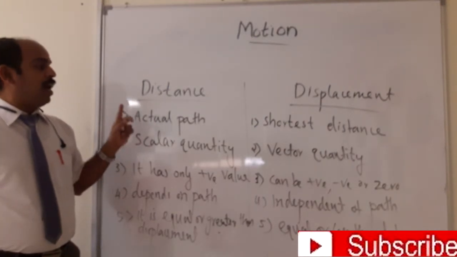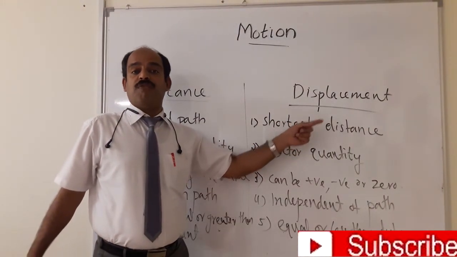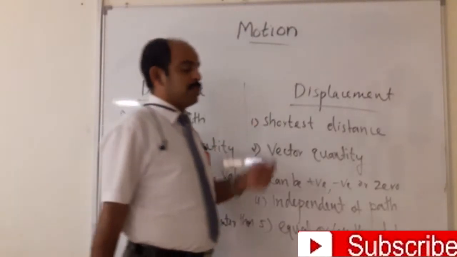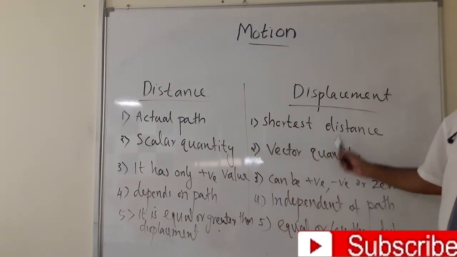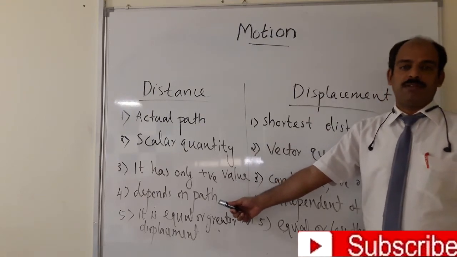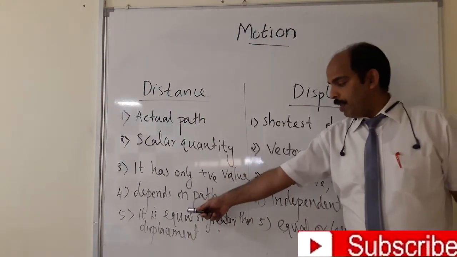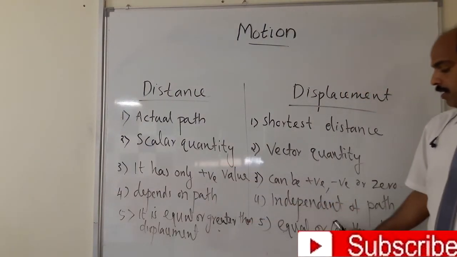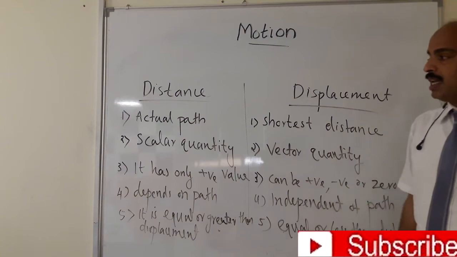First of all, the first difference: distance is the actual path covered by the object. Then in the displacement column, it is the shortest distance between initial position and final position of an object. Second one is distance is a scalar quantity, right? And displacement is vector quantity. The third one is the distance has only positive value, right? And the displacement has positive, negative, or even zero also. Then the fourth point is distance depends on path taken by the object, right? And the displacement is independent of the path taken by the object. Then in the distance column, it is equal or greater than the displacement. That is, distance is equal or greater than the displacement. Then here it is, displacement is equal or less than distance. Okay. So this is the difference between distance and displacement.